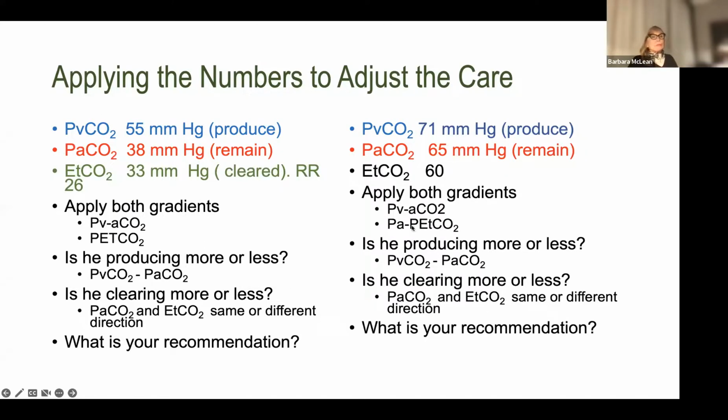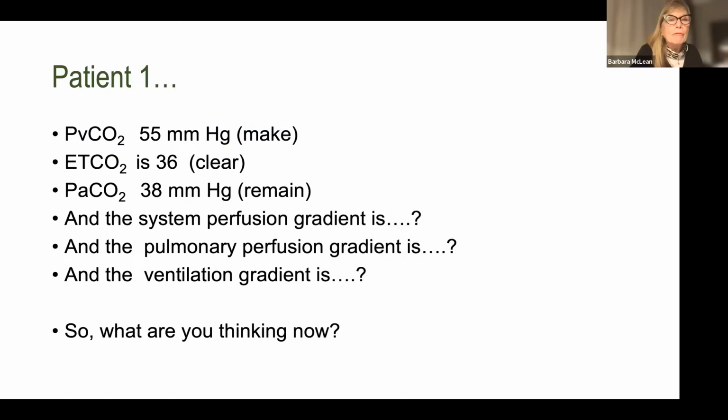There are a lot of things you could do differently tomorrow on your patients, because we react to PaCO2, we don't think about PvCO2, and we don't apply the gradients. Applying the gradients gives you incredible information.